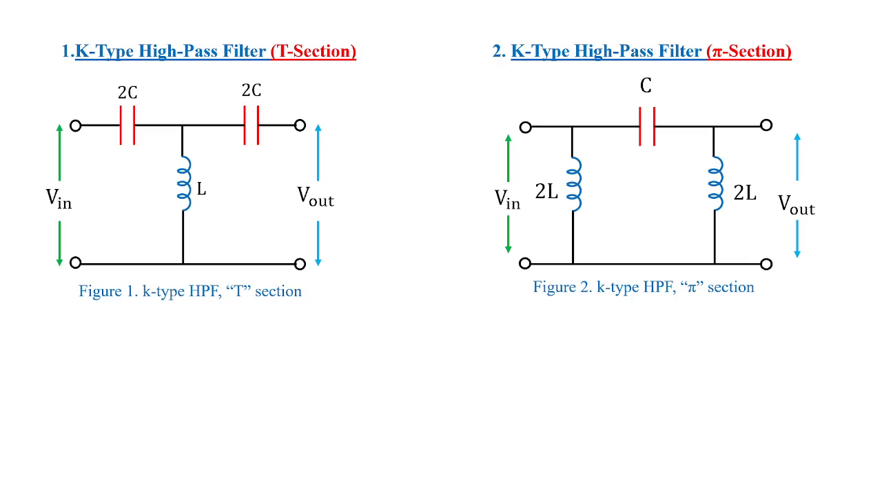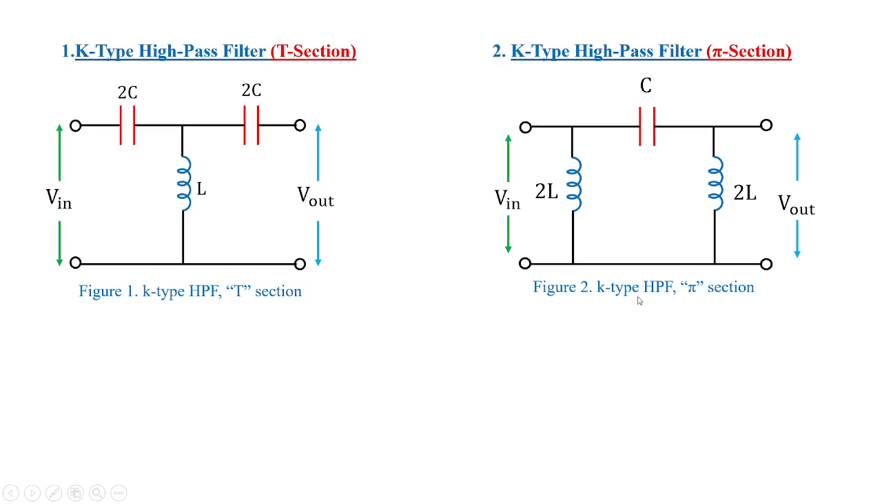The m-derived filter is derived from a prototype of the high-pass filter, where you can see a T section of the high-pass filter. The shared arm is shared by a common L, that is, the arms are 2C and 2C for the T section, whereas for the pi section, C is the center, which is in the pi shape, and it is shared by 2L and 2L in this fashion.